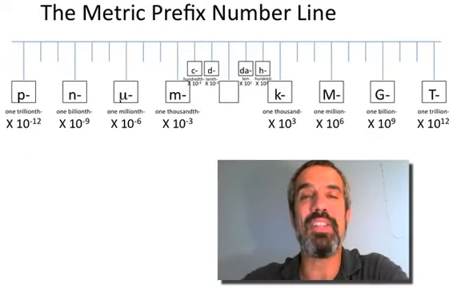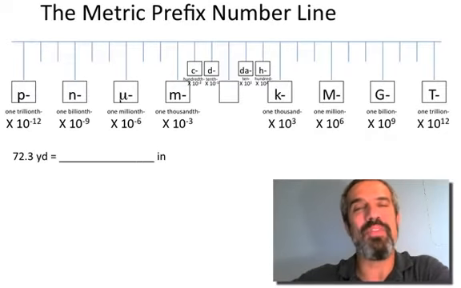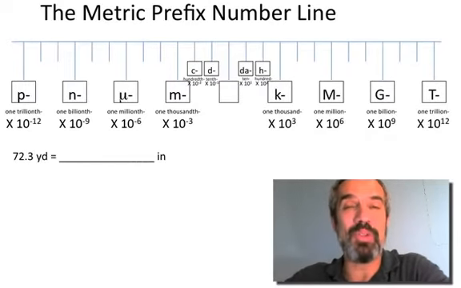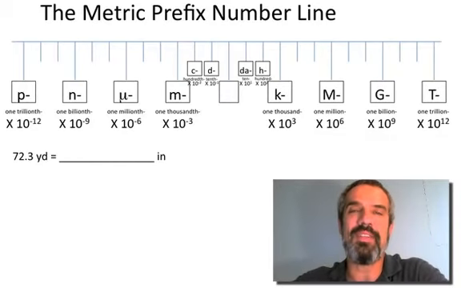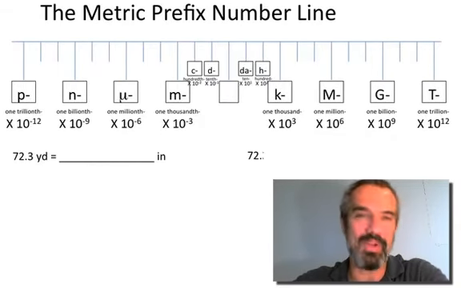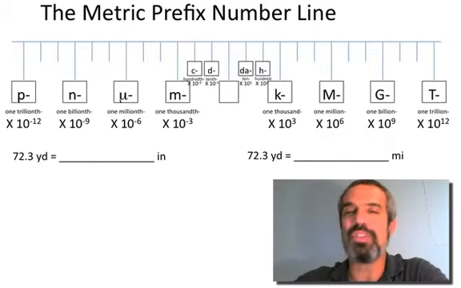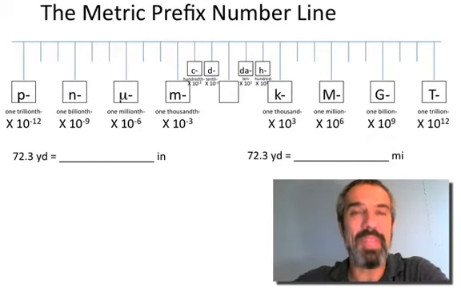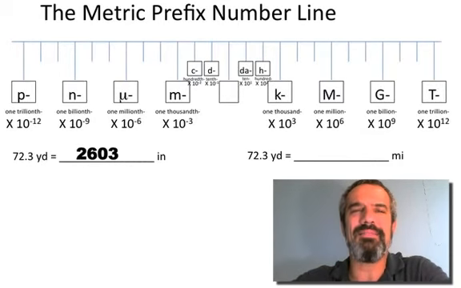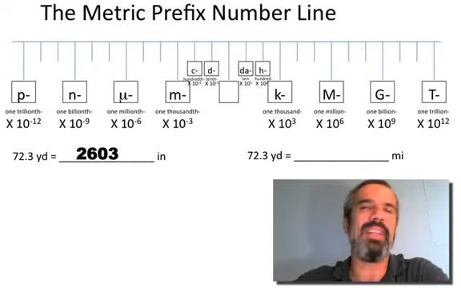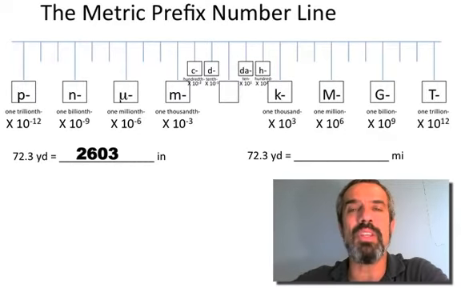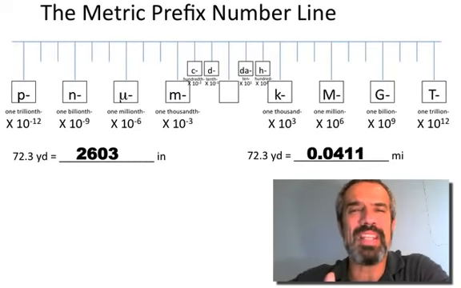So another thing that is very useful for metric, in fact where it's most useful, is doing conversions. Now if I take 72.3 yards and I want to convert that into inches, or 72.3 yards, convert that to miles, those are not easy to do. I mean, they do have answers, but they're not logical. You have to multiply by 36 or whatever, and you need a calculator. You get 2603 for how many inches. Going the other direction, 72.3 yards comes out to be 0.0411 miles. But again, I used a calculator to get those.